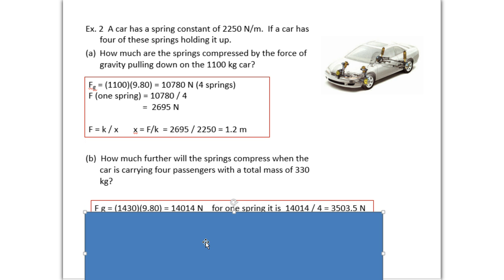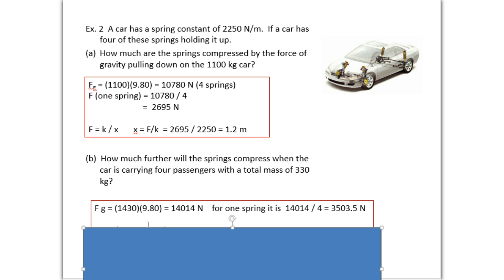Okay, so first we're going to find out how much force in total is pushing down on the car. Remember, the force is caused by gravity, so you're looking at the force of gravity. So how much force is acting on the car to compress the springs? The car now weighs 1,430 kilograms. You take the mass of the car from above and add on your 330. That gives you the new mass of the car with the load of the passengers. Acceleration due to gravity is 9.8, so the force that gravity is pushing down on the car is 14,014 newtons.